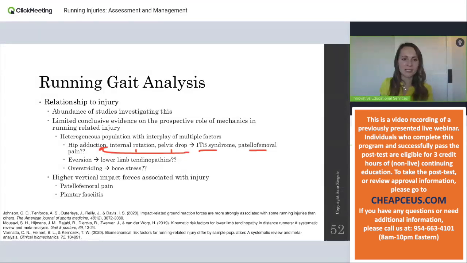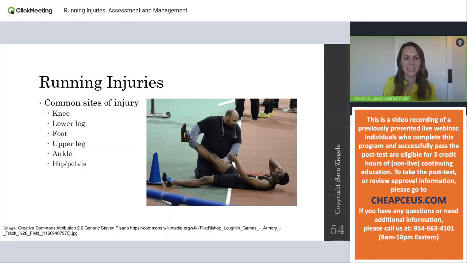Things like tendinopathies can be related to eversion, and bone stress may be related to overstriding. Higher vertical forces can be connected to patellofemoral pain and plantar fasciitis. So in this second section of today's course, we're going to talk about some of the most common injuries. So the sites of injuries, of course, the knee is at the top of the list with lower leg. Foot and the upper part of the leg are also on the list, followed by ankle and hip and pelvis. So we'll be talking about some of the most common ones at each of those areas.